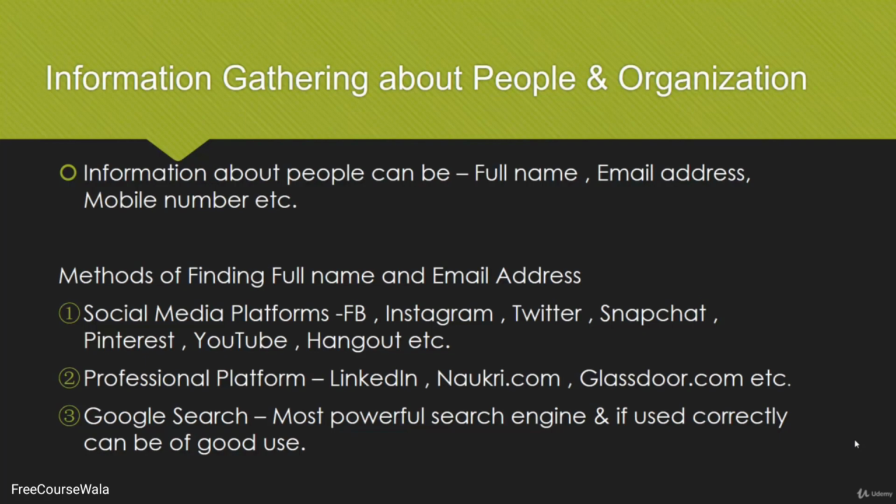Now in this tutorial, we will talk about how to gather information about people and organizations. Information about people can be their full name, their email address, their residential address, their mobile phone number, etc. So what are the methods of finding full name and email address?